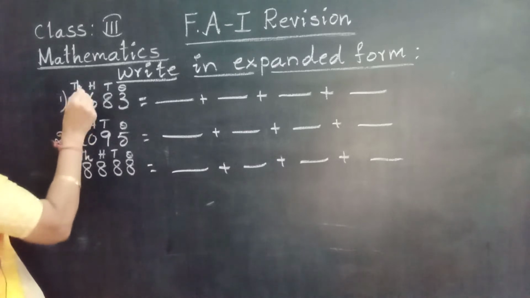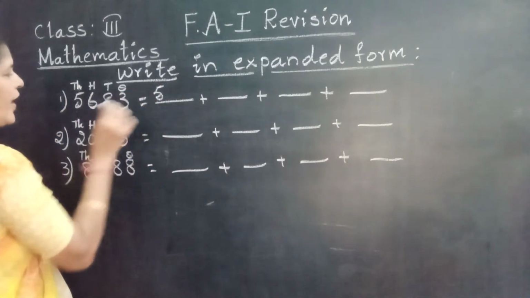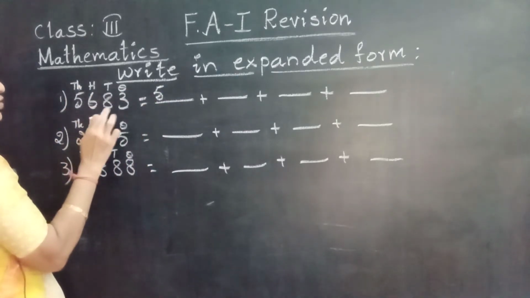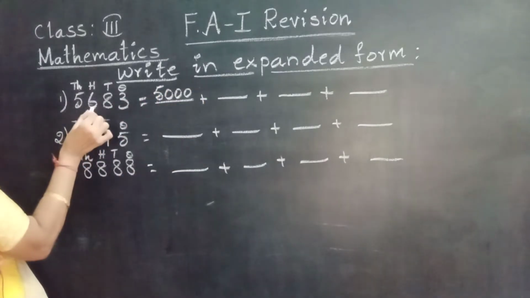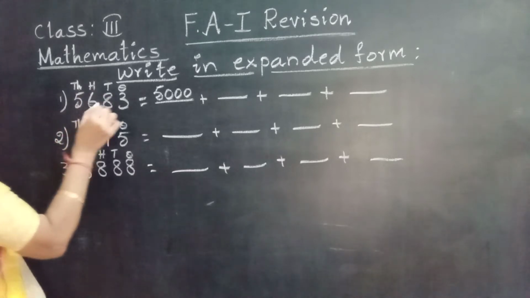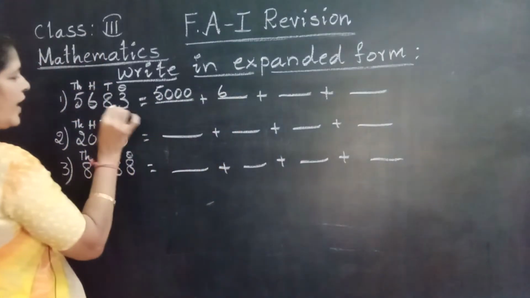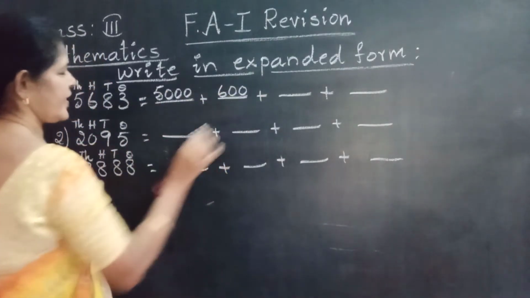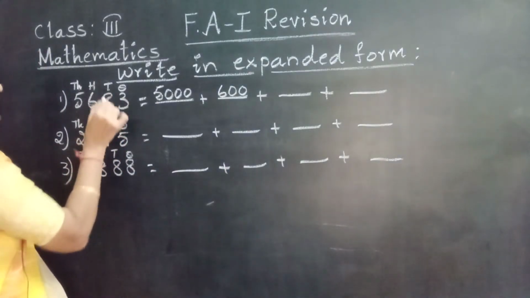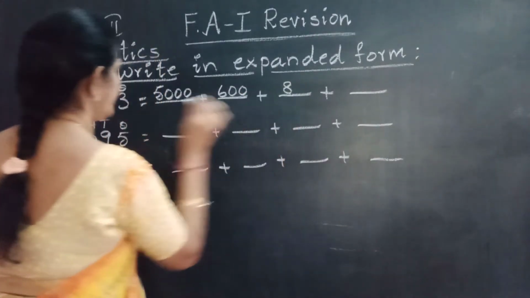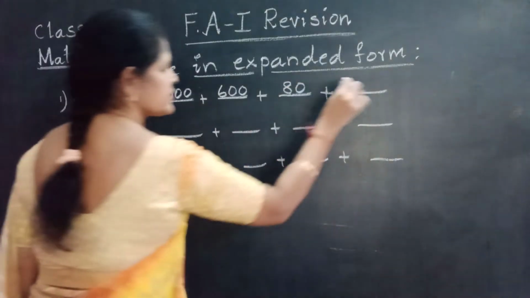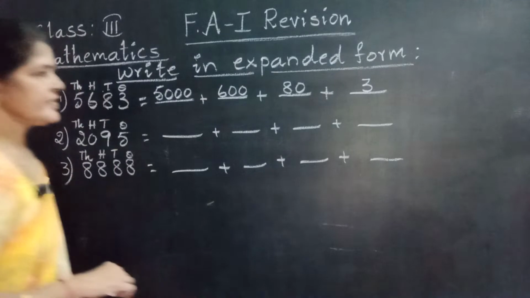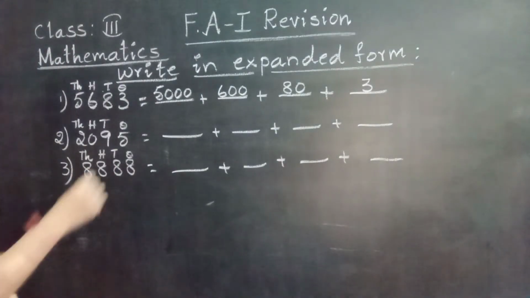5683. 5 is in the thousands place. Write 5 and put 3 zeros: 5000. Next, 6 is in the hundreds place. Write 6 and put 2 zeros: 600. 8 is in the tens place. Write 8 and put 1 zero: 80. 3 is in the ones place. Write 3. This is the expanded form.